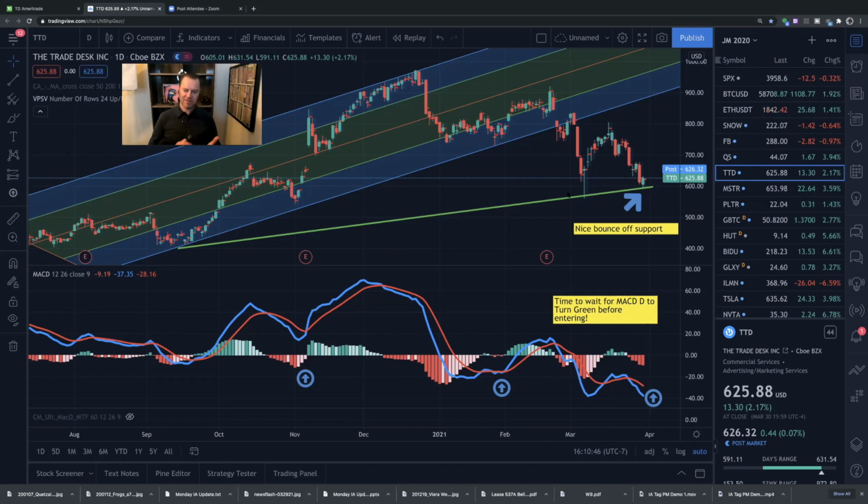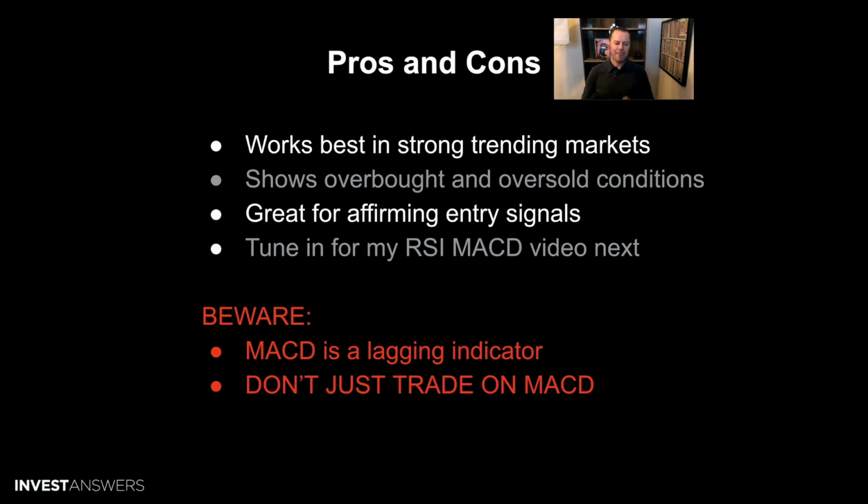Again, it was Ethereum, Snowflake, Facebook, QuantumScape, and the TradeDesk. Let's jump back into our presentation. So back to our conclusion. So the pros and cons of MACD. It works best in strong trending markets. It shows overbought and oversold conditions with a little bit of a time lag, which can be a safety signal to confirm the actual movement and direction of the stock.